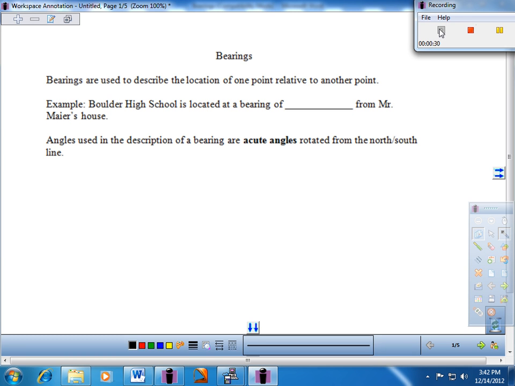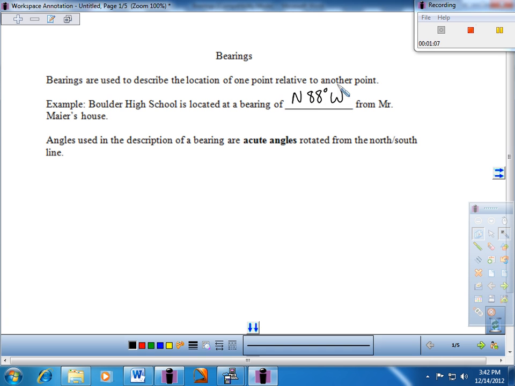So let me go ahead and read what I have on your paper here, and then we'll go for it. It says bearings are used to describe the location of one point relative to another. So not distance, but location, one point relative to another. And it looks like I just have an example here. Boulder High School is located at a bearing of, and as a matter of fact, I sat on my porch with my GPS and took a bearing from where I was sitting to the coordinates of Boulder High School. We'll talk about this as we go through the process, but this is how it worked out. From the north axis, rotated 88 degrees in a westerly direction.